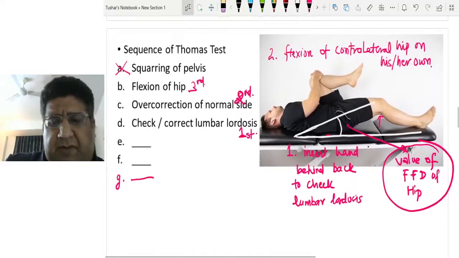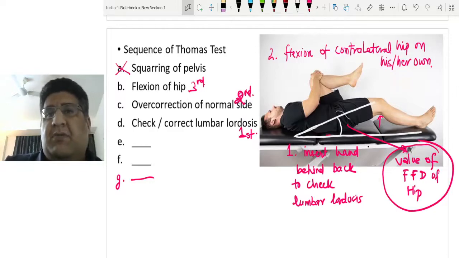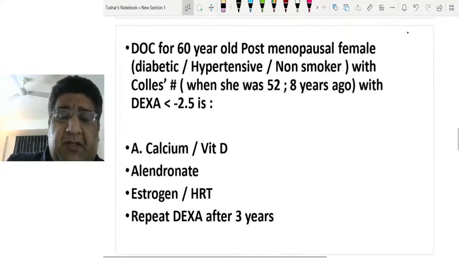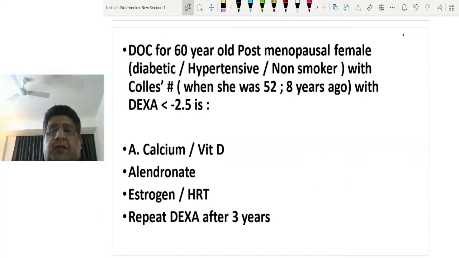Again, okay, fine, I understand, on a scale of difficulty, 6 out of 10, 7 out of 10. I agree that this was something which was out of the syllabus, although we had discussed it in most of the batches. Now let's talk about this question.